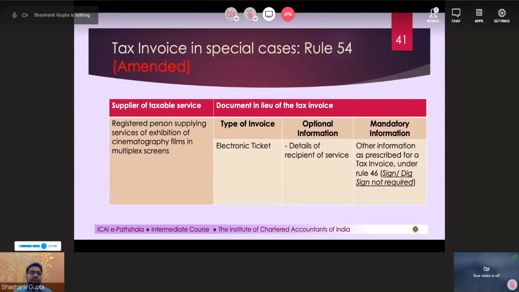Supplier of taxable service, that is, a registered person supplying services of exhibition of cinematography films in multiplex screens. For these cases, the electronic ticket will be treated as an invoice. Details of the recipient of service are optional and may or may not be mentioned. However, other details are required to be mentioned, and digital signature is not required.